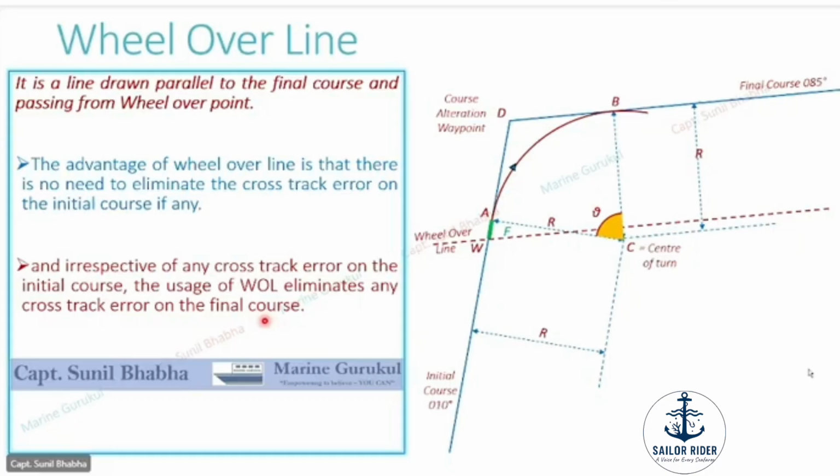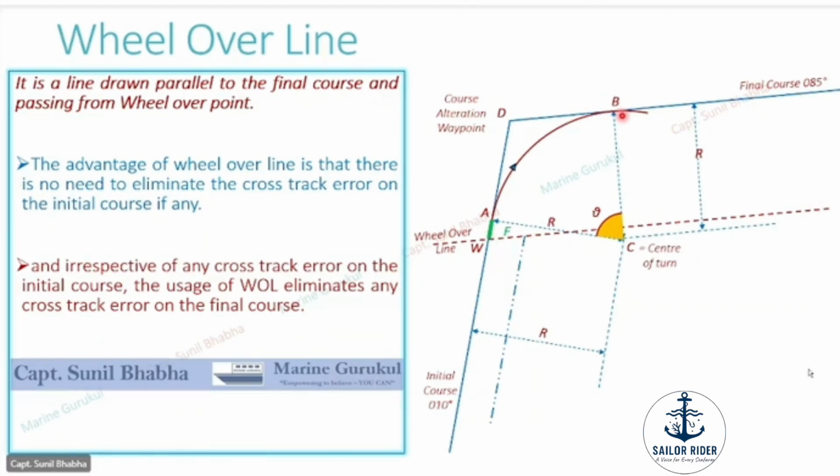So let us see it in the diagram. Let us assume that instead of moving on the initial course, our vessel has this much of cross track error and is now moving on this particular track. Now, if the wheel over line was not there, the vessel will first need to correct this cross track error, move on the planned track and reach point W. So the vessel will initially give a port helm, reach point W, then give a starboard helm and start the alteration.